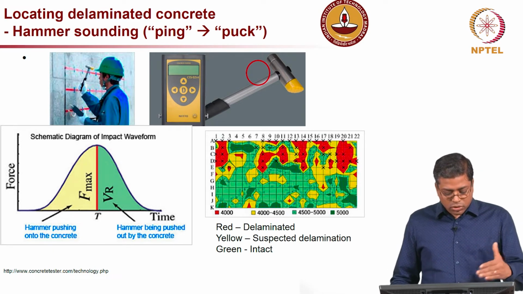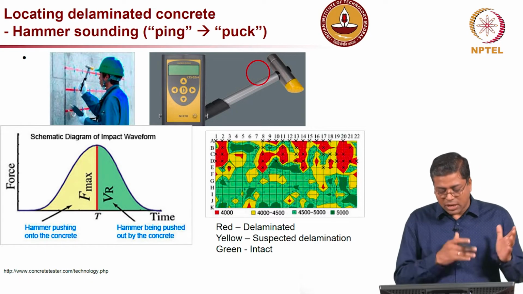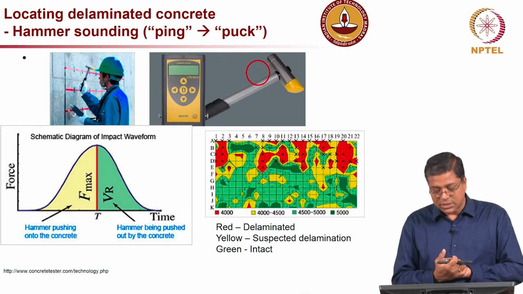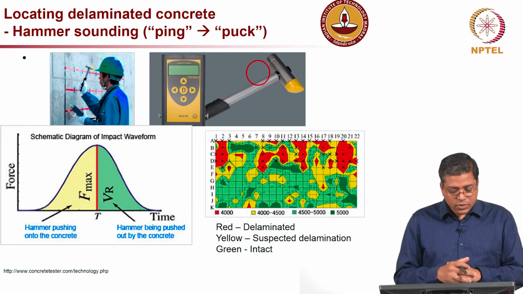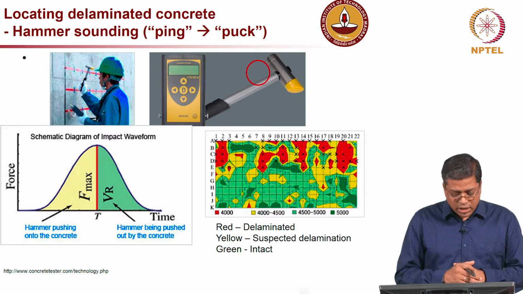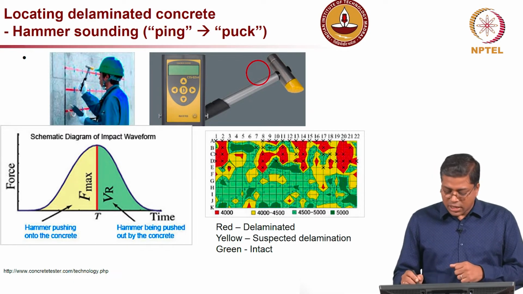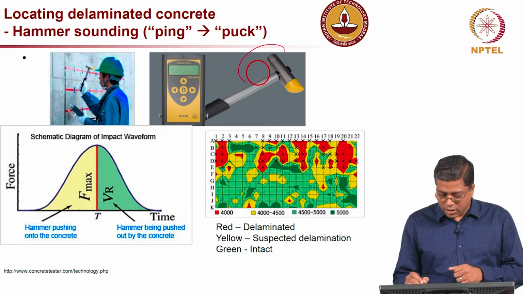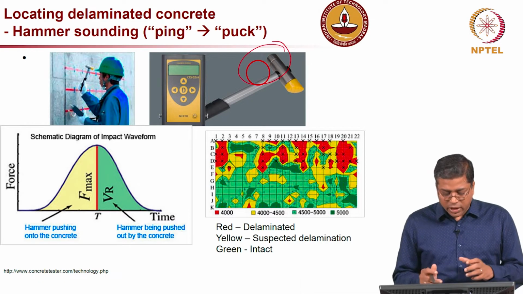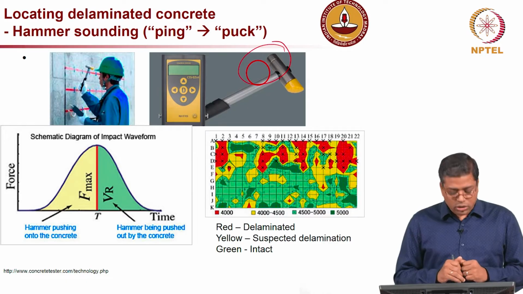Now, let us go through one by one. I am not covering all the tests mentioned, but some of the tests we can cover. Locating delaminated concrete, how do we locate? This is an instrumented hammer, which can be hammered onto the concrete surface.